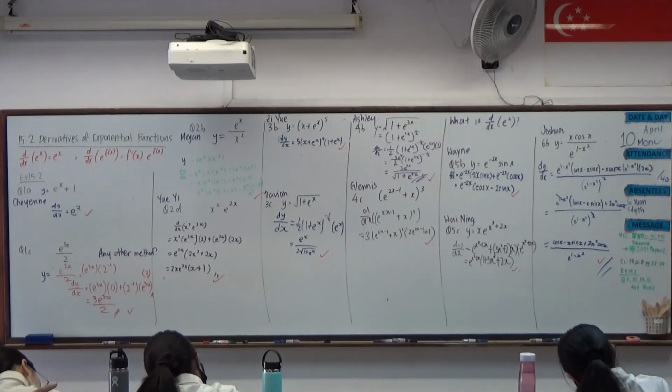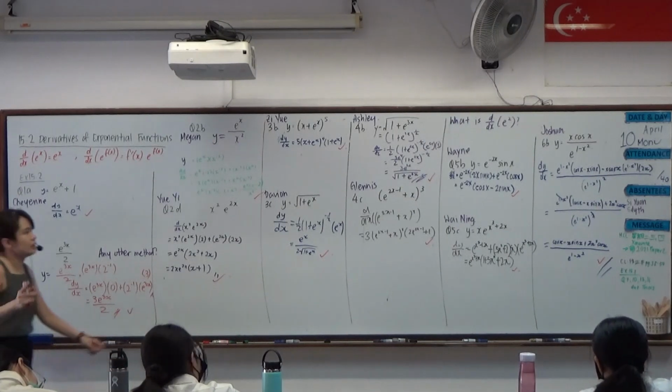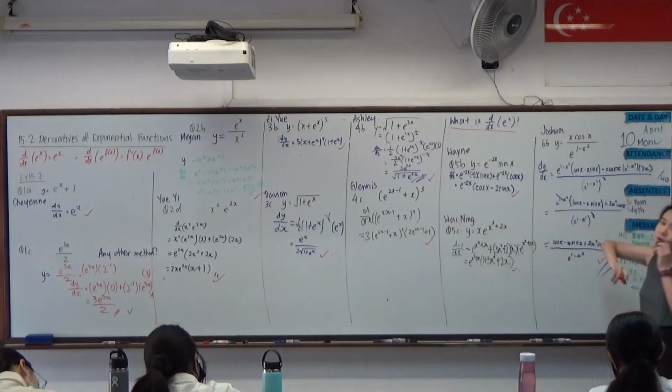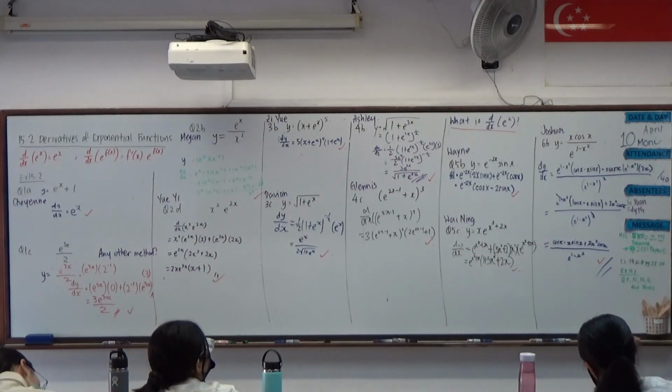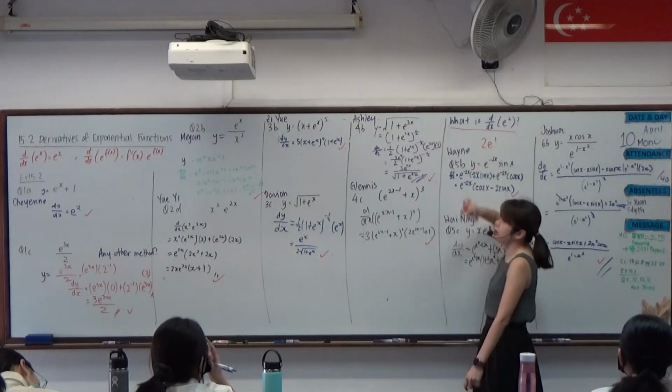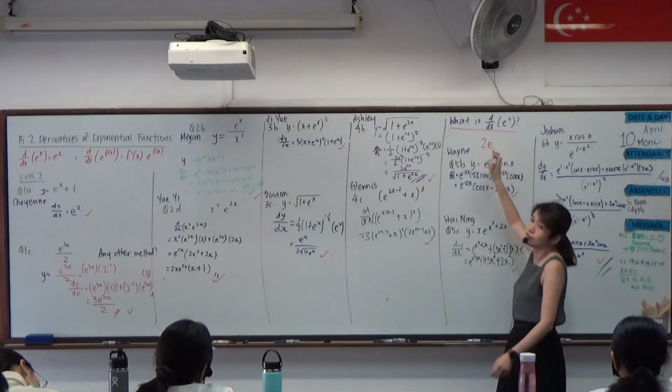Now I'll run through some of them. I want to highlight first thing before I run through any of them, I have a question over here. What is the derivative of e squared? What do you think it is? Is it 2e to the power 1? That means 2e. How many of you think that it will be 2e?